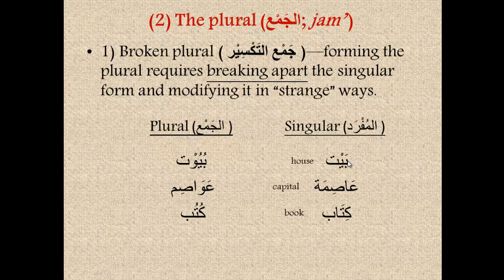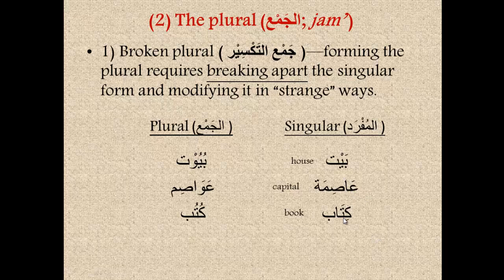We have bayt, which means house. The plural becomes buyut. So we have a very random waw thrown in there, and we've also changed the vowels on the ba and the ya to 2 dhammas. Next, we have the word asima, which means capital. Again, the plural becomes awasim. This is broken because we've split apart the word, we've thrown in a waw, we've dropped the ta marbuta. Yeah, we've inserted the waw right between the ayn and the alif.